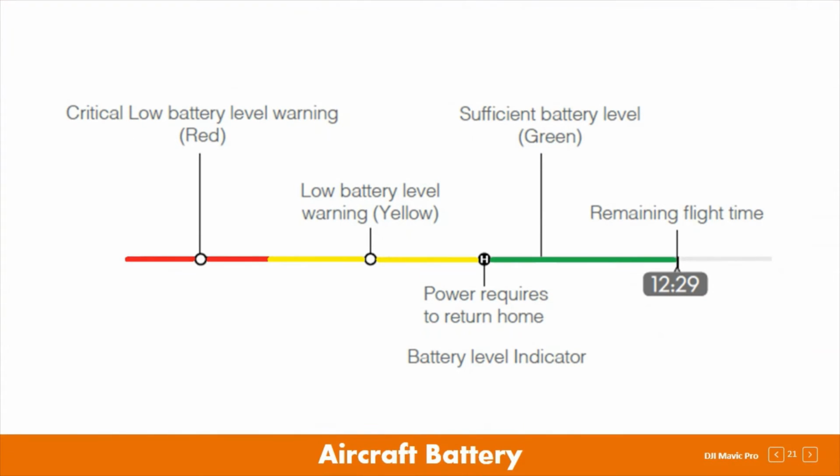This is the battery indicator. It shows the different stages of the battery from green, yellow to red. This is on display, as we mentioned earlier, on the Go4 app, on the top part of your screen, which shows the battery level.